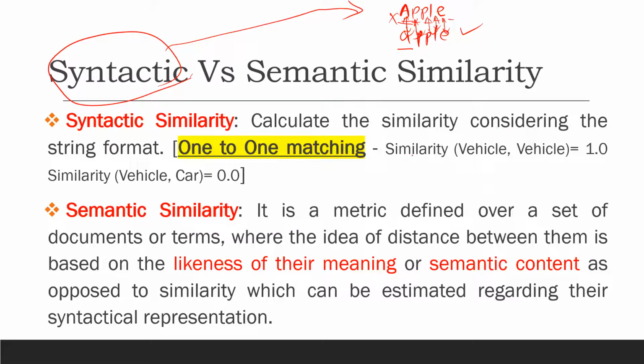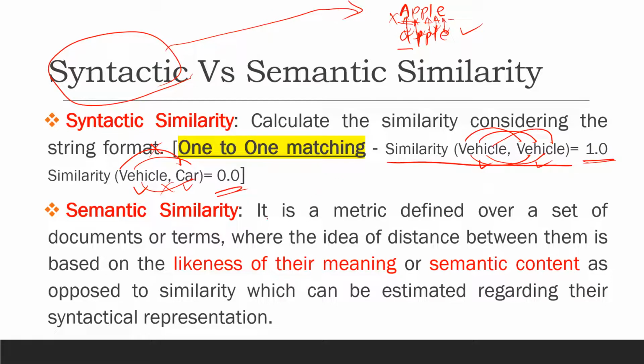Let's think about the similarity between two objects, vehicle and vehicle. The similarity is 1. Why can we say the similarity is 1? We check V and V, E and E. We check character by character, one by one. Both are exactly the same, so we put the similarity as 1. What will happen when we look at the similarity between vehicle and car? This is not the same. This is not the same. This is also not the same. So the similarity between them is 0.